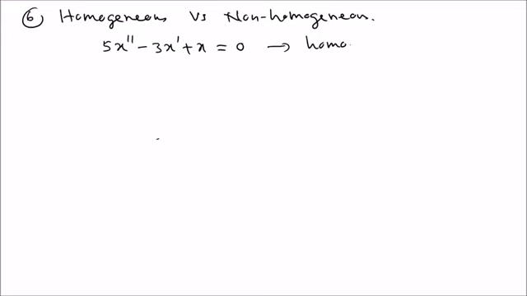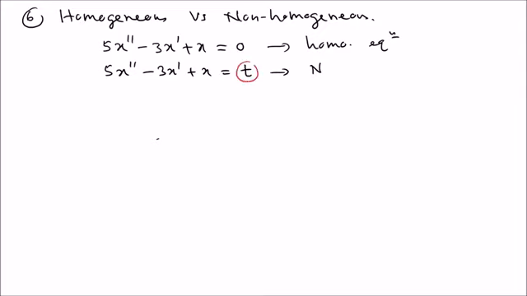Okay, so it's a homogeneous equation. Now you can say 5x double prime minus 3x prime plus x equals t. This is non-homogeneous because it's a function of the independent variable. You can always pull all the dependent variable terms to one side, and then if you see a function of the independent variable alone, that's going to be non-homogeneous.